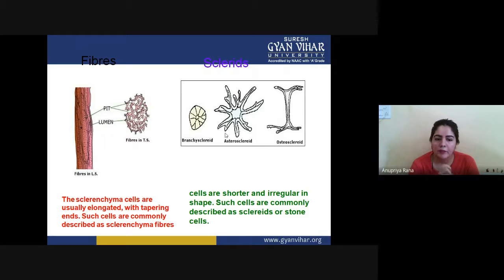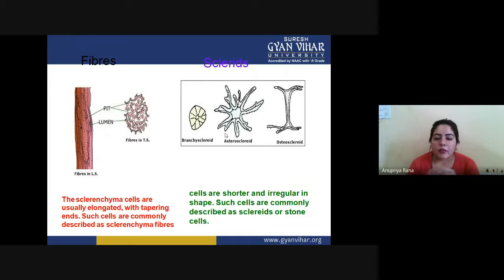of the body. So you can see the sclerenchyma cells are usually elongated with tapering ends. Such cells are commonly called fibers. So if the sclerenchyma cell is elongated and long with tapering ends, if you find this kind of combination anywhere, you can simply call it a fiber.